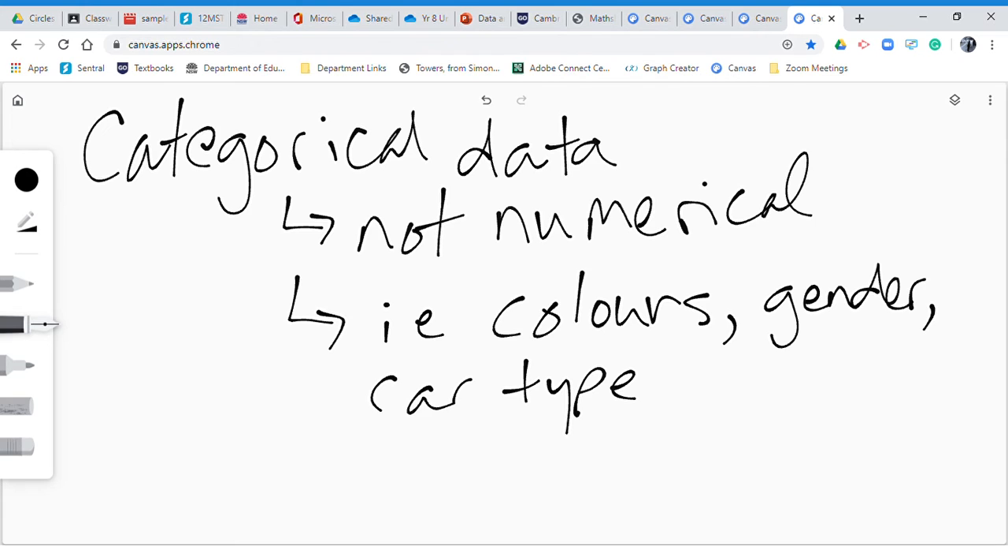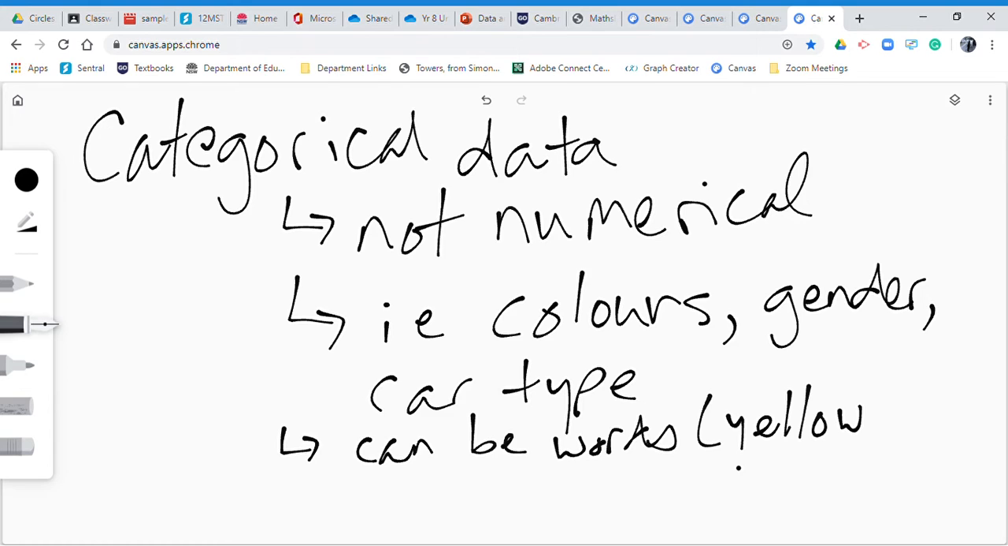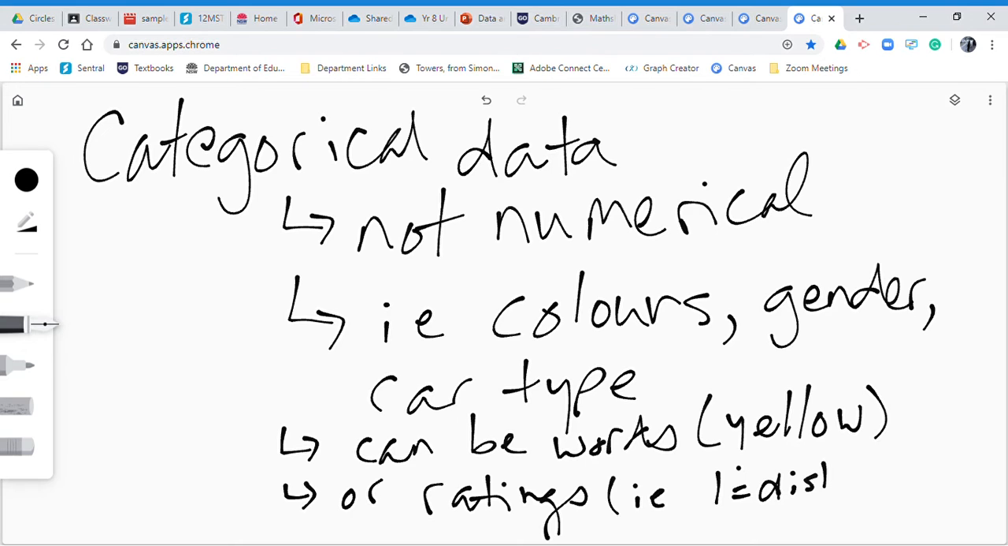Sometimes in a survey, people could use a rating, for example, 1 for dislike, 2 for neutral, 3 for like. That could also be an example. So it can be words, like yellow, female, Holden, which would all be examples of words, or ratings. So 1 equals dislike, 2 is neutral, 3 is like. That would be an example of a rating that you can think of for categorical data.